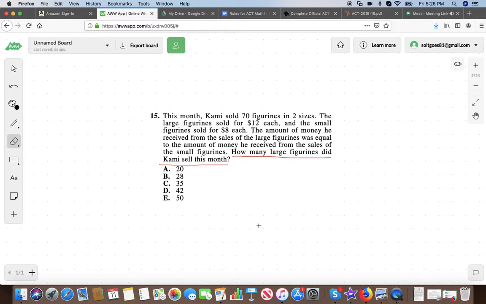All right. So, this is supposed to be a system of equations question. Is that obvious or no?